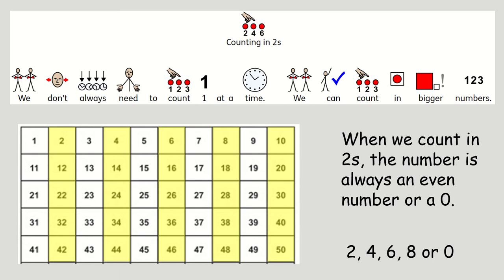On our number square, it would look like this. We would jump from number 2 to 4 to 6 to 8 to 10 to 12 to 14 to 16 to 18 to 20. We can do that all the way up the number square. So when we count in twos, the number is always an even number or a zero. Okay, so it always ends in 2, 4, 6, 8, or 10.